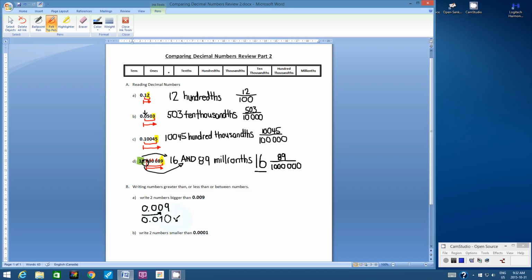So can you think of another number that would be bigger than 0.009? Well, how about 0.002 or 0.003? Now, if you were really smart and you really wanted to impress your math teacher, you'd come up with a number like this.